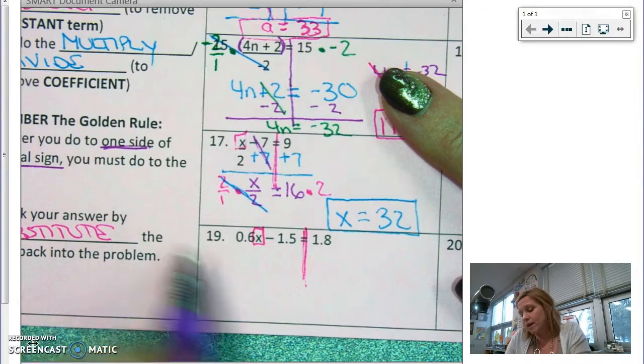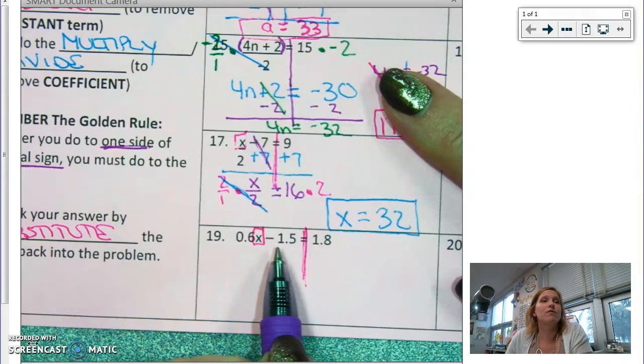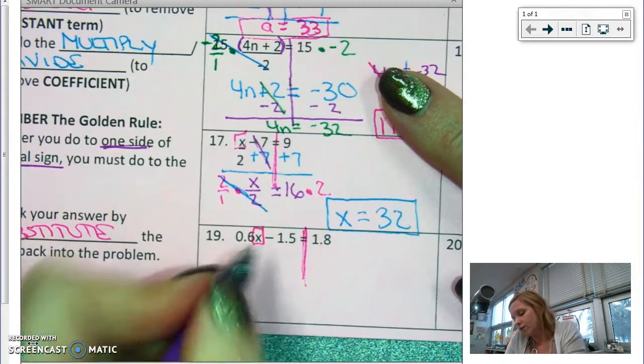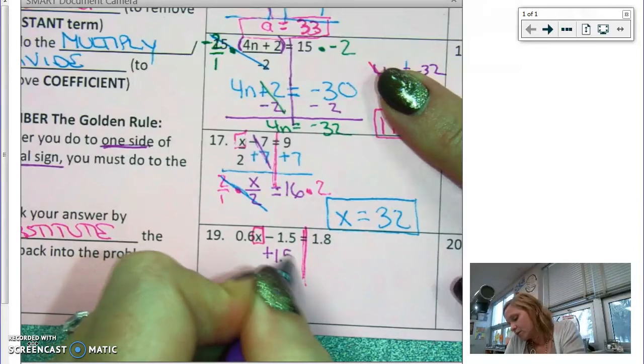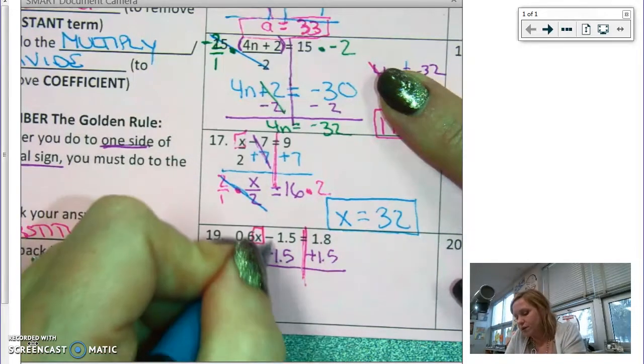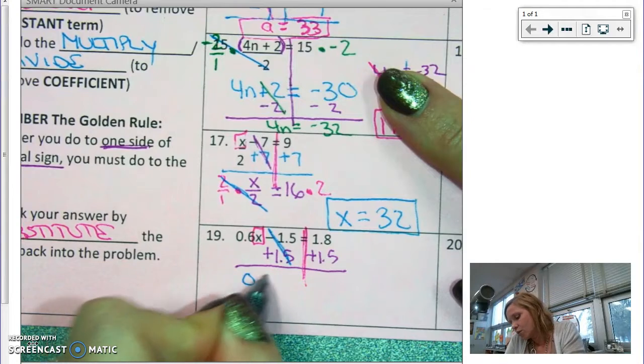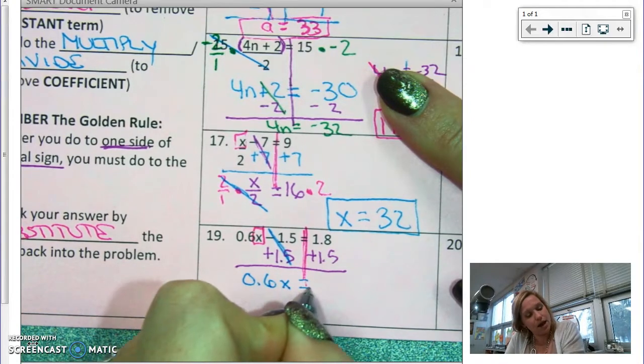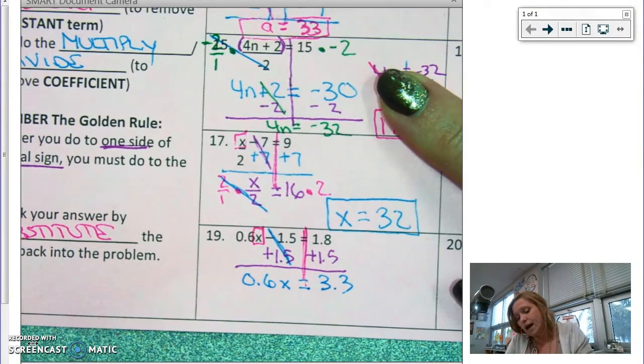All right, so our last problem is getting x by itself. So we get rid of the constant. So a minus 1.5, we're going to add 1.5 to both sides of our equation. And when I add those, these cancel out, and I'm left with 0.6x on this side, and I am left with 3.3 on the other side.